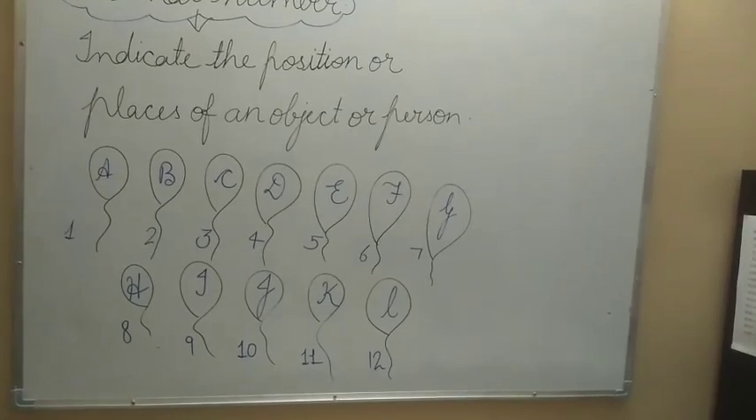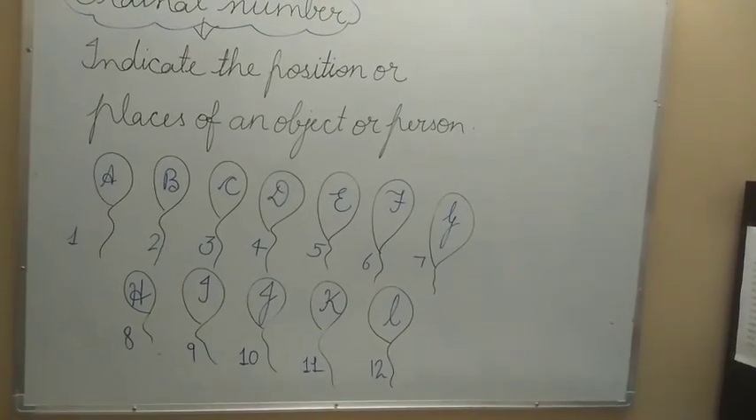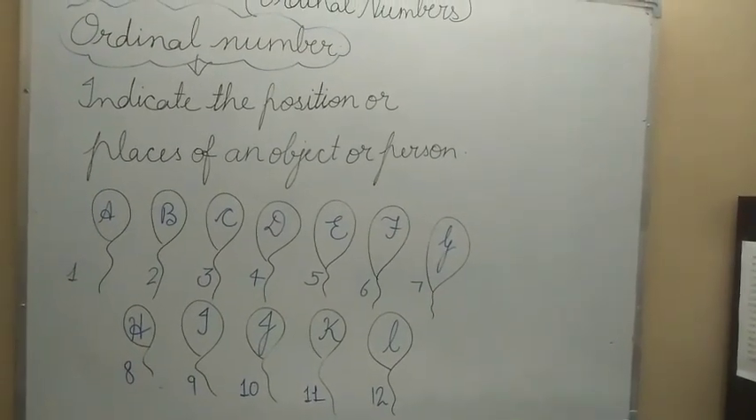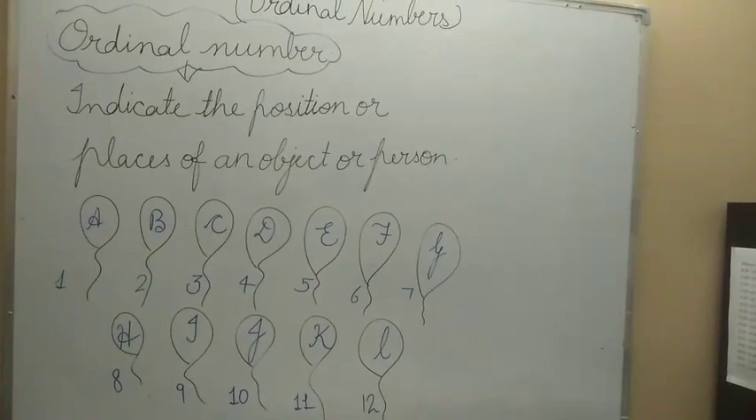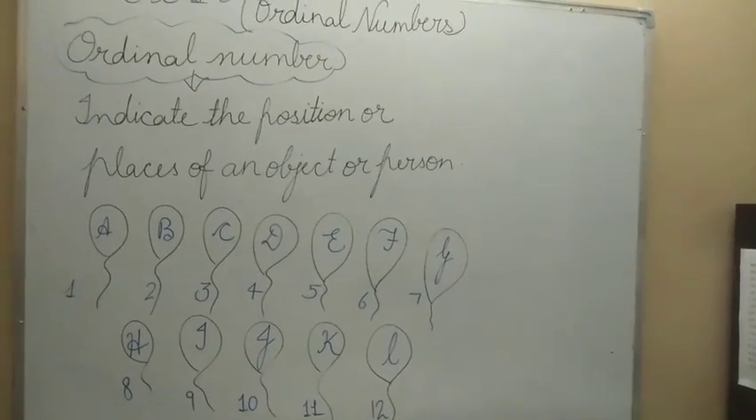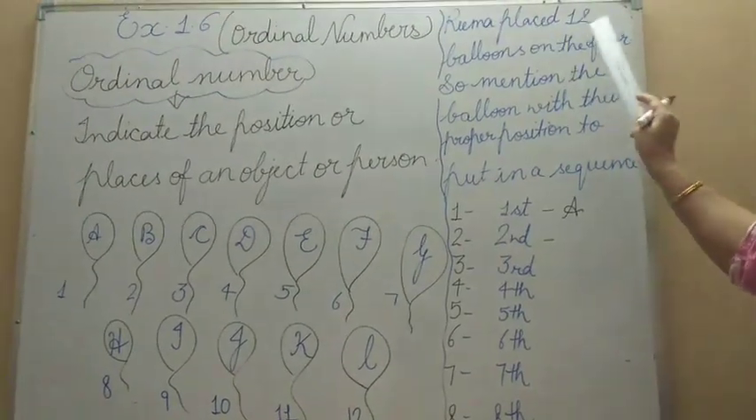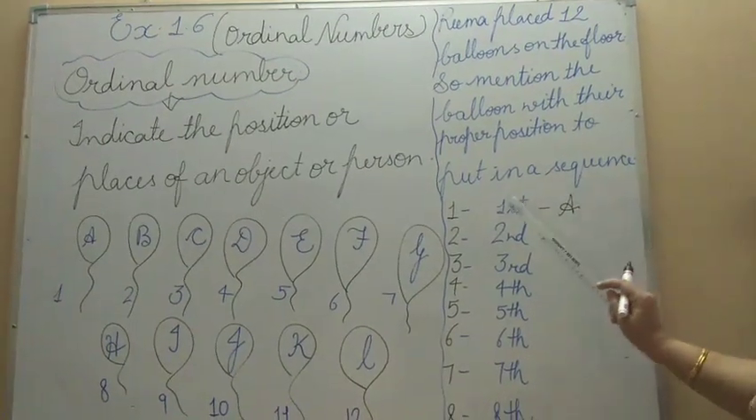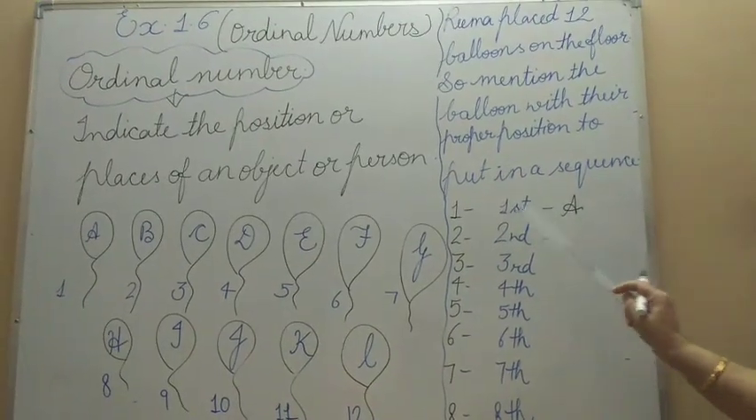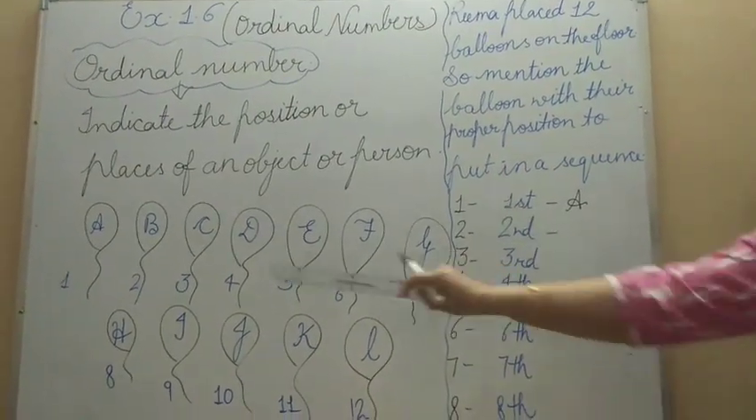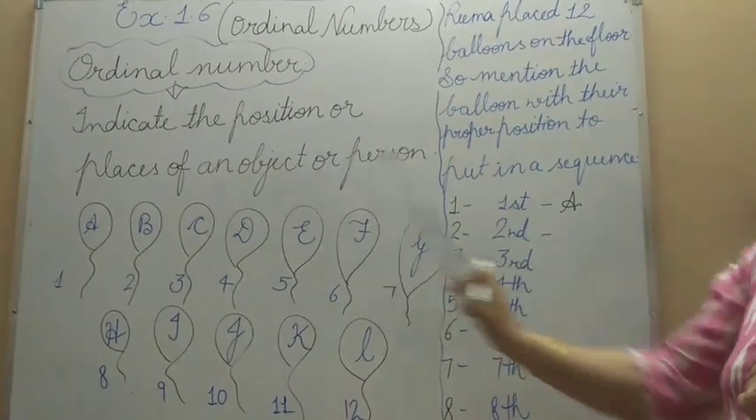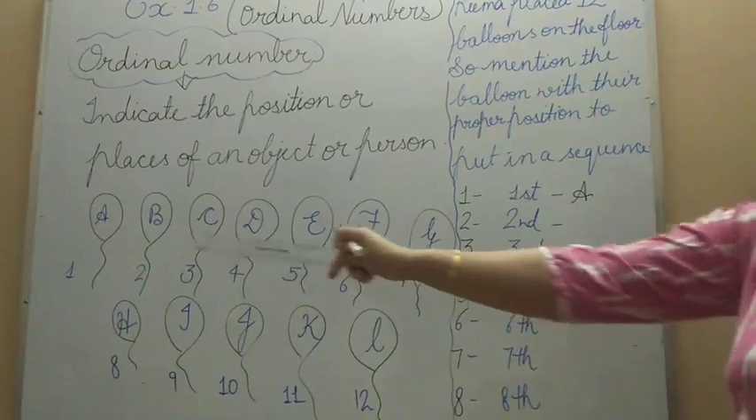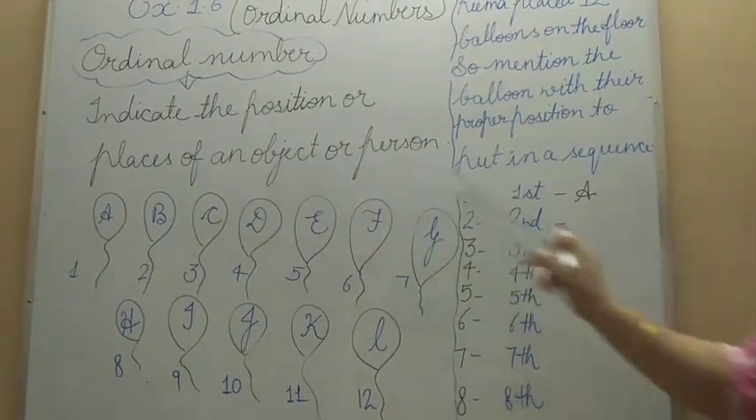Now we have to find out which balloon is at which position by solving one small exercise. Okay, now solve with me. Rima has 12 balloons and she wants to put them in a sequence. Now we have to find out which balloon will come at the first position by searching from here. So which balloon is at one number, we will say that it is at first position.